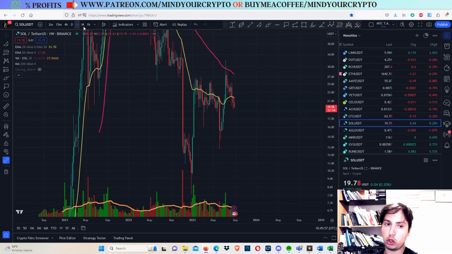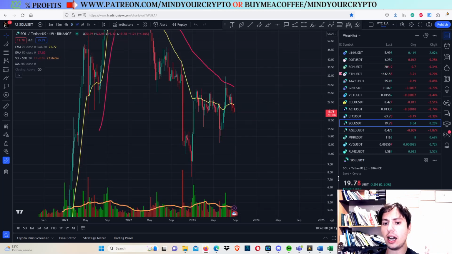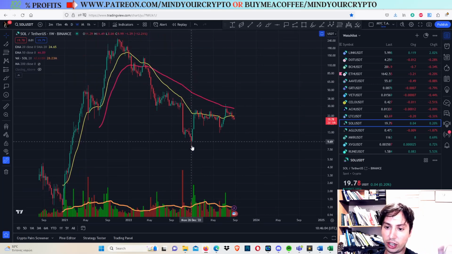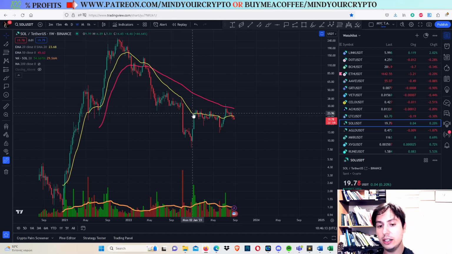Now, for Solana, things are looking good to go below the 11 again. You can remember that we talked about for Solana, the first buying point should be around 8 to 10 USDT. Look at that right here. You would be making tons of money.